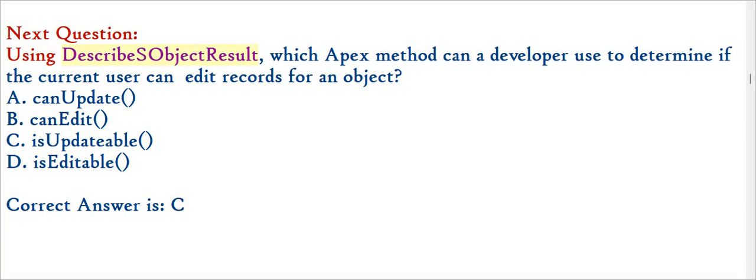Using describe subject result, which Apex method can a developer use to determine if the current user can edit records for an object? A. Can update. B. Can edit. C. Is updatable. D. Is editable. Correct answer is C.